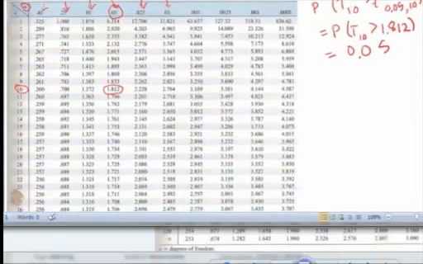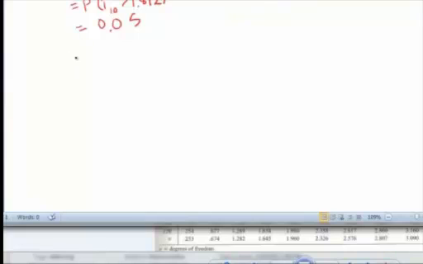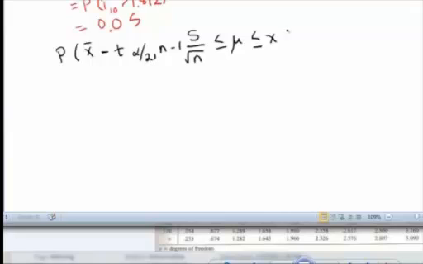Now, the nice thing about t-scores is that we can use them pretty much exactly like z-scores. Just as before, we laid out our edge limits for z-scores for confidence intervals, we do the same thing for t-scores. So we'll say the probability of our sample mean x-bar minus t alpha over 2 and n minus 1, because we're going to calculate for a small sample, n less than or equal to the mean less than or equal to x-bar plus t alpha over 2 and n minus 1, that's our number of degrees of freedom, times s over the square root of n.